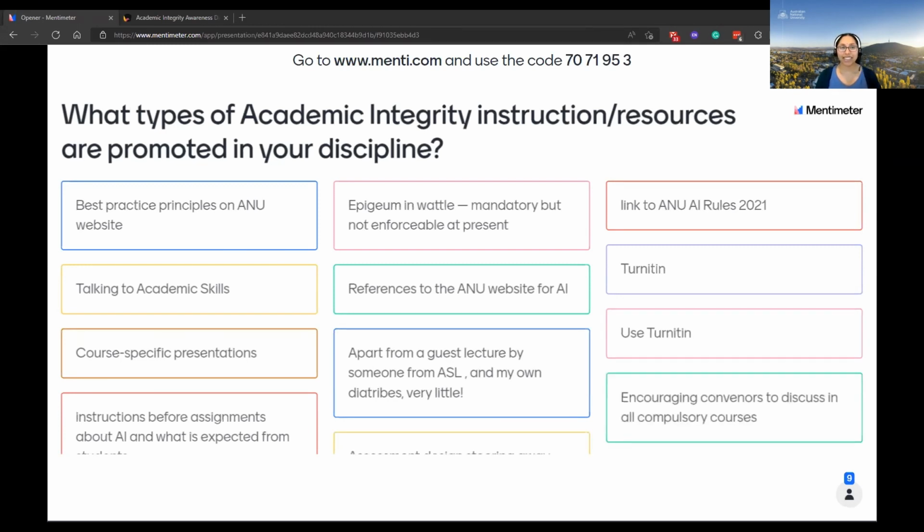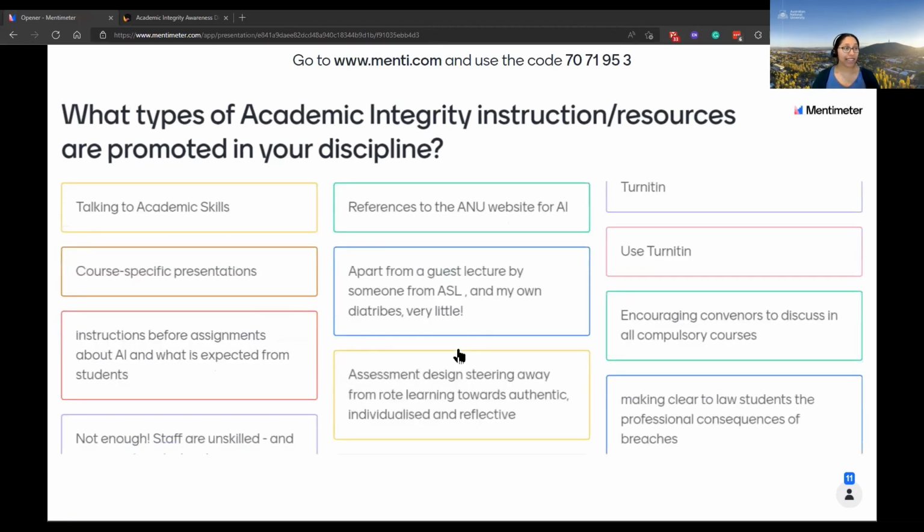Again, some excellent responses coming through. Keep going if you are still typing, but we've got a lot of links to various resources across ANU platforms, whether it's through Wattle, Turnitin, ANU's website. Talking to academic skills, a bit of self-promotion, but absolutely, we actually do get to work either closely one-on-one with students in relation to helping them to improve their academic integrity practices, or by delivering workshops to larger groups, if that's valuable to your class.